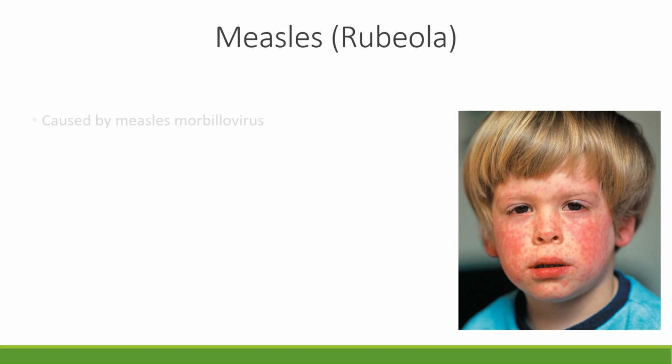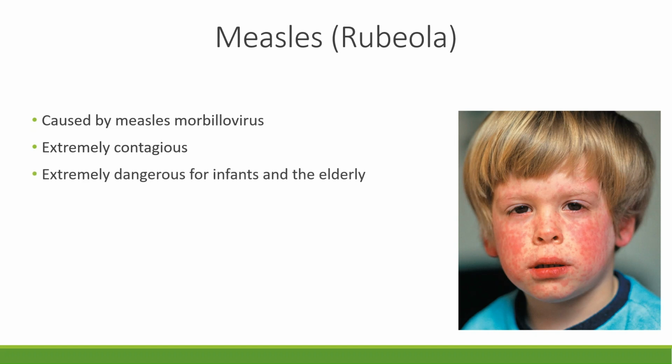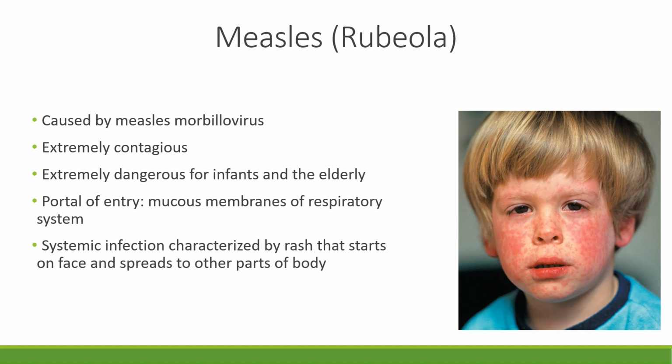The next virus we'll discuss is the measles morbillovirus, and this is also known as rubeola. This is extremely contagious. It's very dangerous for infants and the elderly. Its portals of entry include mucous membranes, the respiratory system, and it's characterized by a rash that starts on the face and spreads to other parts of the body. But largely, this isn't too much of an issue these days due to the vaccination schedules of children. And actually, for that matter, I did not mention that the same is true for smallpox, and we're getting there with HSV2 as well.